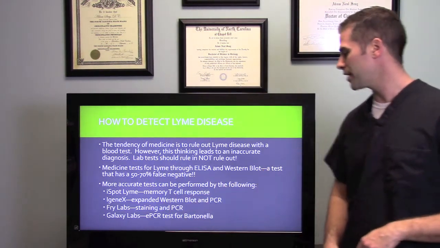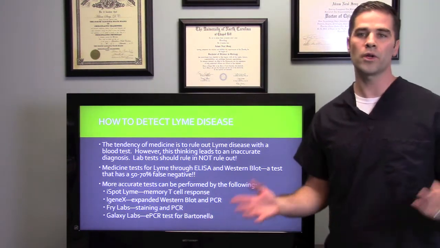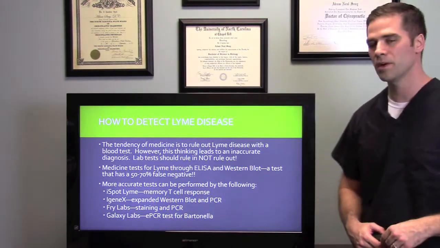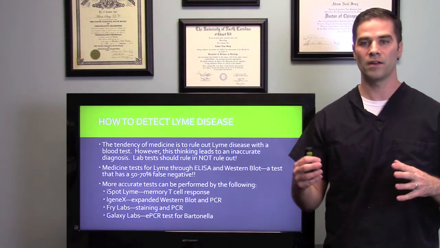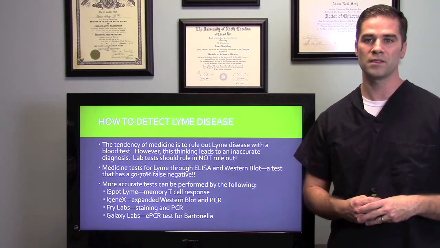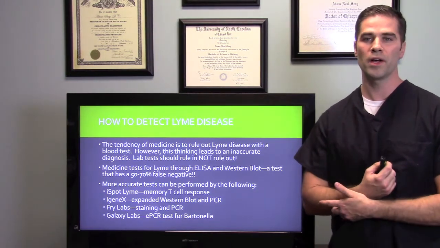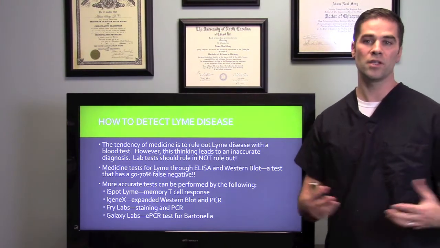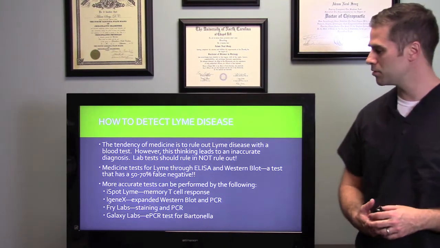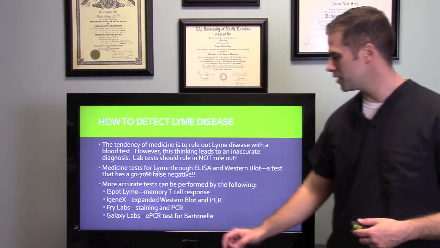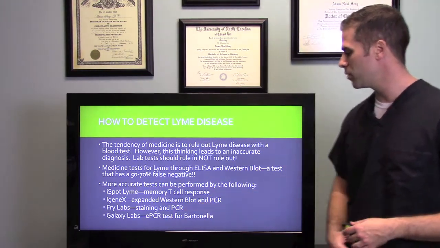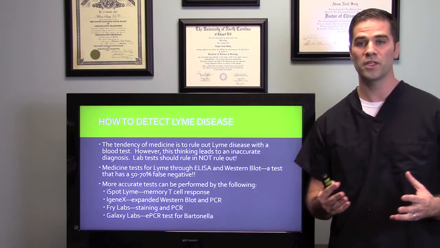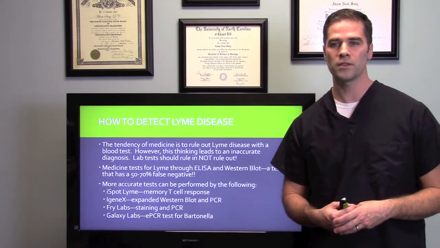More accurate tests can be performed through the following. We use some of these in my office. The I-spot Lyme is a memory T cell response that looks at the response of the T cell to see does the T cell light up or respond to this particular antigen. And if it does, then you can make an assumption that this is something you've been exposed to. IGeneX does one, it's an expanded Western blot, and they do some PCR testing as well. PCR testing is some genetic profiling to see if the organism shows up.